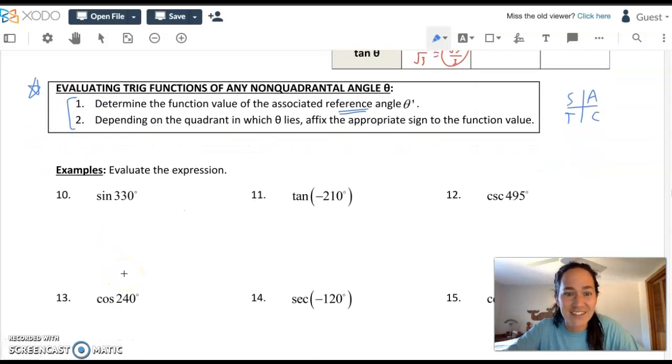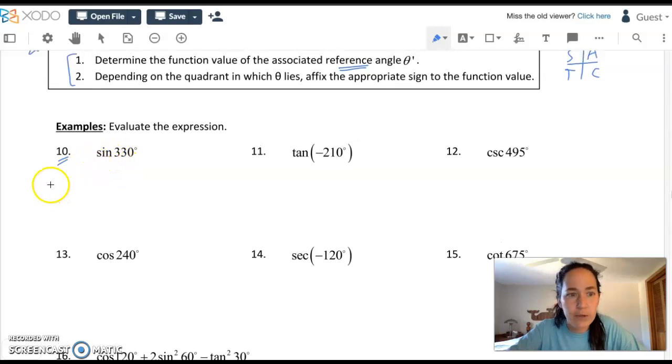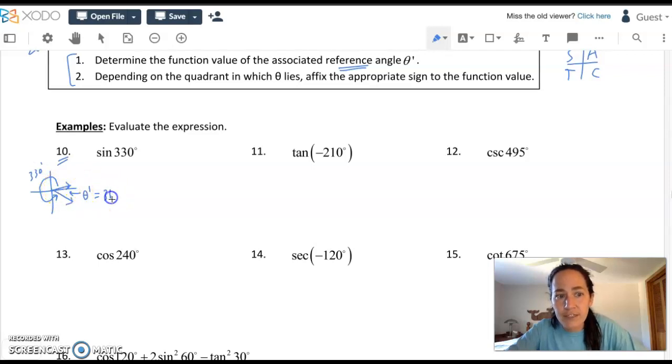All right, check out all these numbers. Yikes. Okay, let's just take this one step at a time. We'll look at number 10. We want the sine of 330. So step 1, we need the reference angle. I'm going to do this off to the side. Think of a quadrant where you're going to put 330. So you start at the positive x-axis, and 330 is all the way in quadrant 4. It's almost all the way around to 360, but not quite. If this is 330, I need that reference angle, that theta prime. And we can use 360 minus 330 to get 30 degrees.